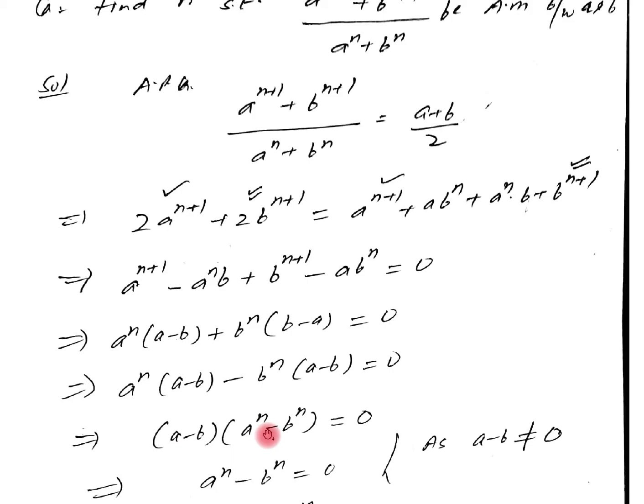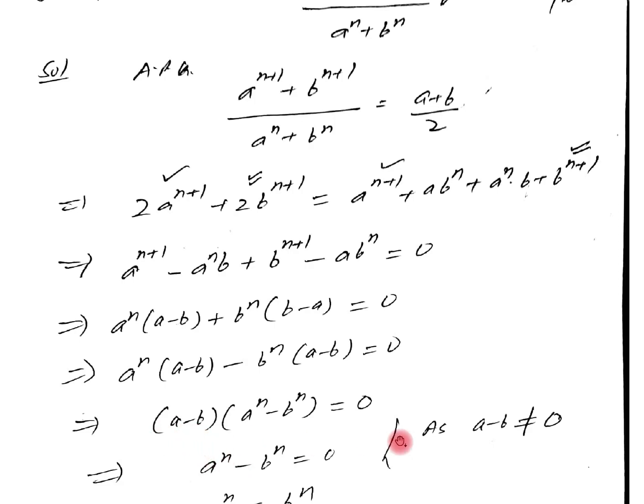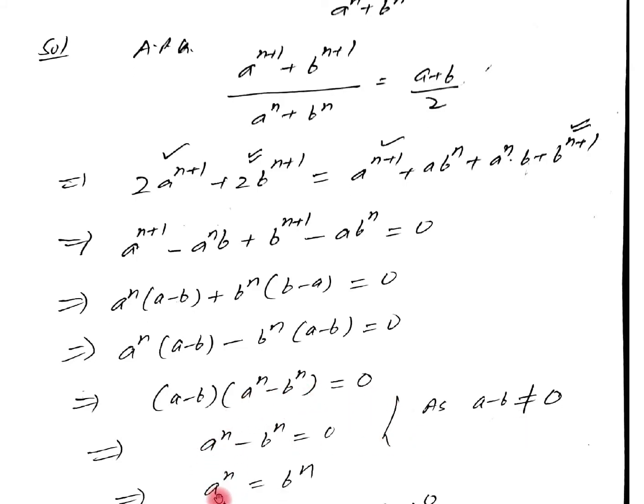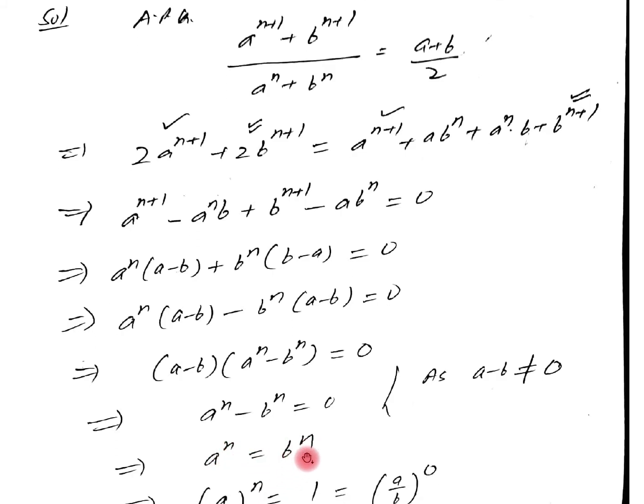Now when the product of two quantities is 0, then either one of them or both of them must be 0. Now a minus b cannot be 0 because these are two different terms, their difference can never be 0. This implies this is equal to 0. Now this can be written as a raised to power n equal to b raised to power n.